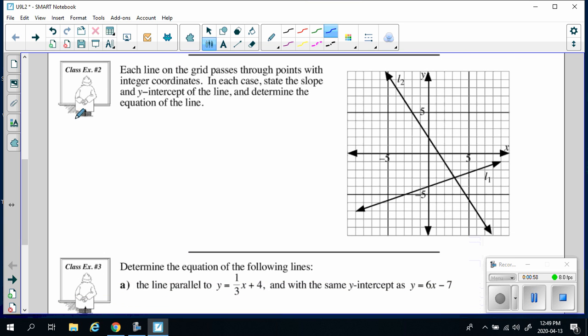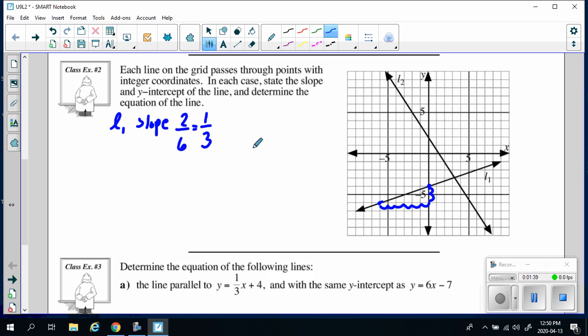In class example number 2, they've just given us a picture of the line, and they want us to state the slope and the y-intercept. So if we look at line 1, here's line 1 over here, we are looking for a slope, which means we need to find points that are conveniently right on the dots. So I'm going to choose these two because they seem to be convenient for me. And I can count the rise, which is 1, 2, and the run, which is 1, 2, 3, 4, 5, 6. So if I reduce that, the slope is going to be 2 over 6, which is 1/3.